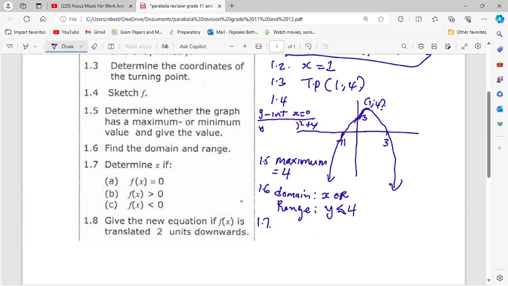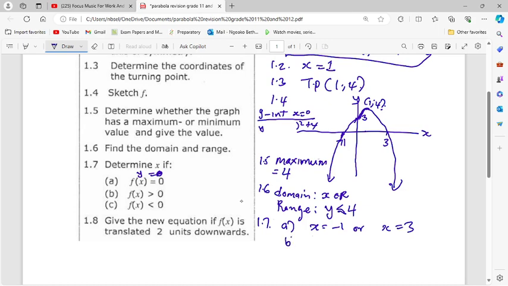1.7. Determine x if f of x equals 0. When I say f of x equals 0, this is the x-axis, this is the y-axis. So the y value of this function equals 0. Where is that point? The point is on the x-axis. So the values will be x equals minus 1 or x equals 3 in that case.